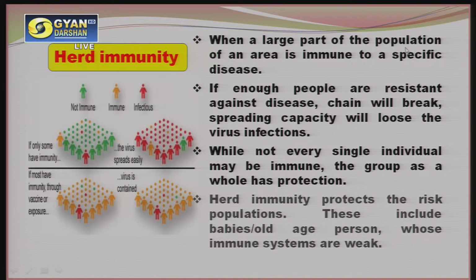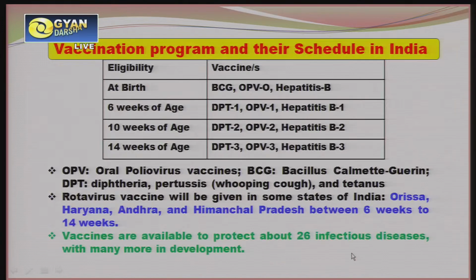When a large part of the population of an area is immune to a specific disease, if enough people are resistant against the disease, the chain will break. The chain will break, and the spreading capacity of the virus infection will be lost. It means the R value would be very low in case of the virus infection. While not every single individual may be immune, the group as a whole has protection in case of herd immunity. Herd immunity protects the at-risk population. These include babies and old-age persons whose immune systems are weak.